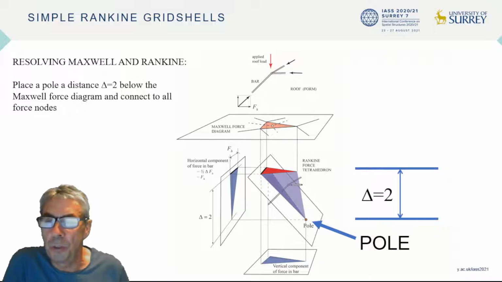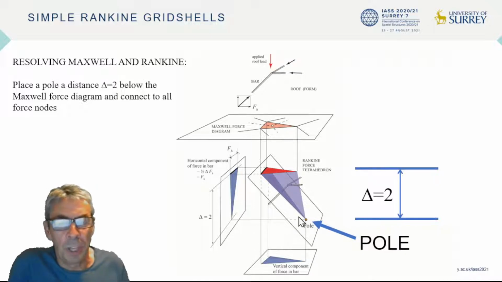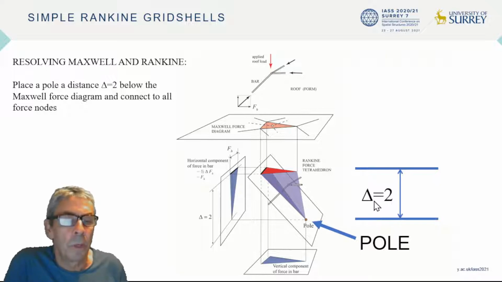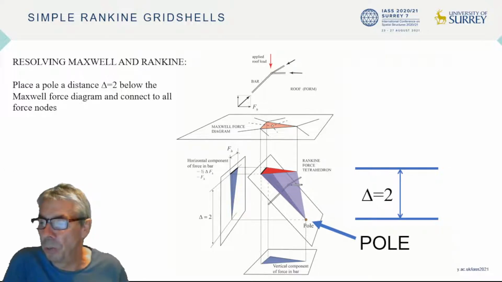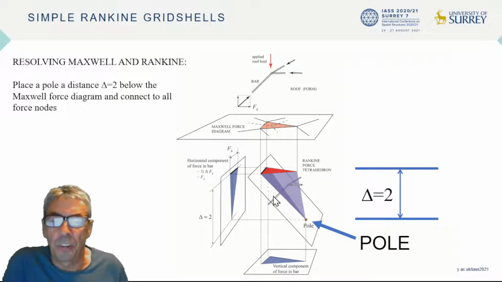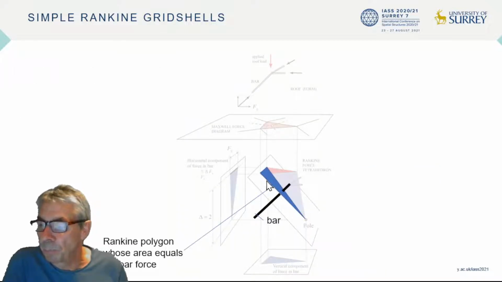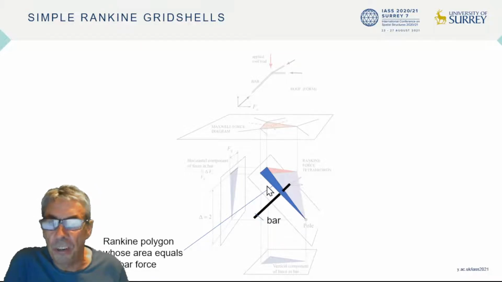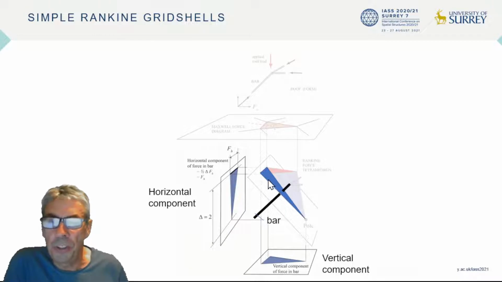To assimilate the Maxwell 2D and 3D Rankine descriptions, place a pole at a depth delta below the Maxwell force diagram, and to keep things simple, let delta equal 2. Now draw lines connecting the pole to all the nodes of the force diagram. This is called coning, and under every polygon of the Maxwell force diagram it creates a Rankine polyhedron shaped like an inverted pyramid. This sloping face of the tetrahedron is perpendicular to the sloping roof bar, and its area represents the total bar force, with its two projections giving the horizontal and the vertical components.